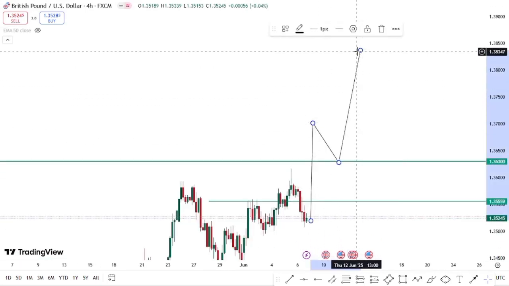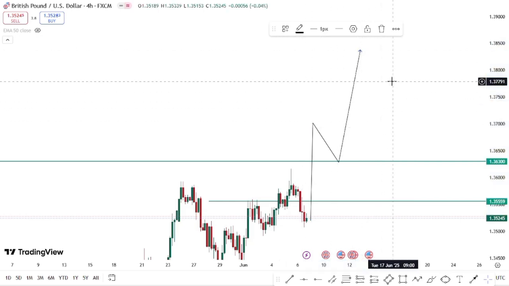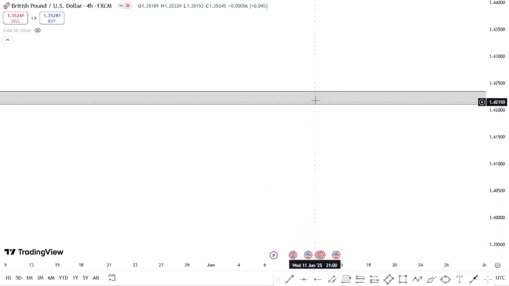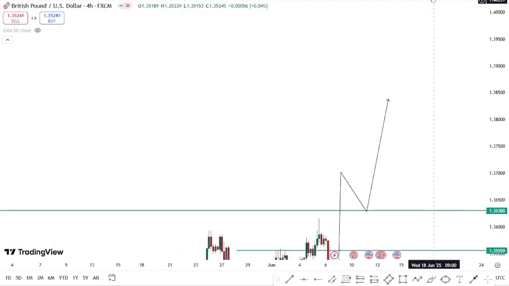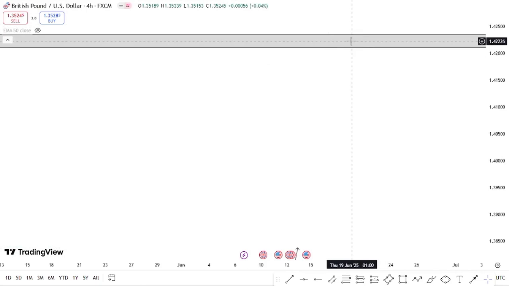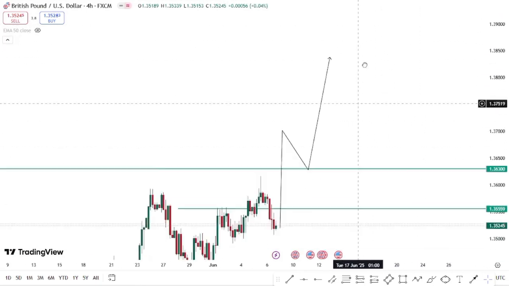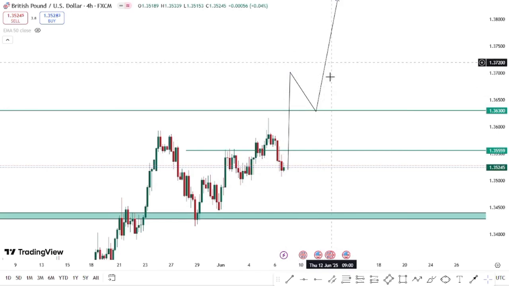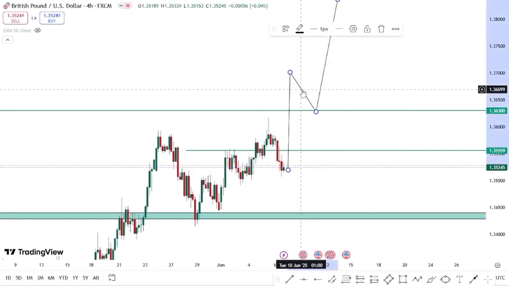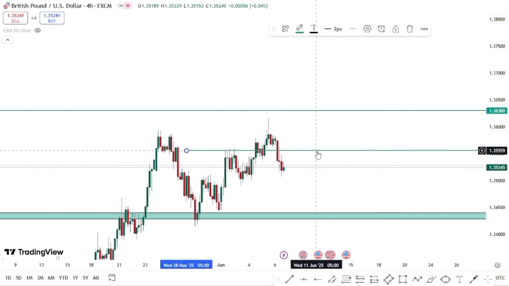All you have to do is to wait for pullbacks to enter this market, because definitely GBP USD is coming to 1.4200. That is the next level target for GBP USD. How long will it take to get here? That I don't know, but once I see the market break this particular zone, I'll be entering this trade for a buy. So I have given you a buy scenario and a sell scenario on GBP USD.